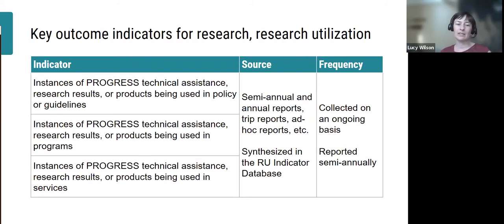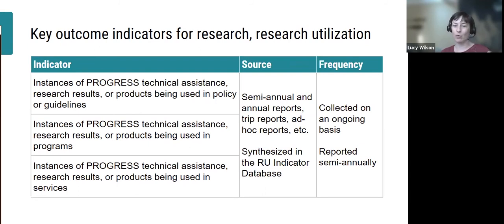So here are some of the indicators from that PMP, the ones that were most relevant to the outcome harvest at least. Note that they all start out with the same phrase: instances of progress technical assistance, research results, or products being used in policy or guidelines in the first one. The second one is use in programs, and the third is use in services. We actually had 7 different use indicators. It was way too many.